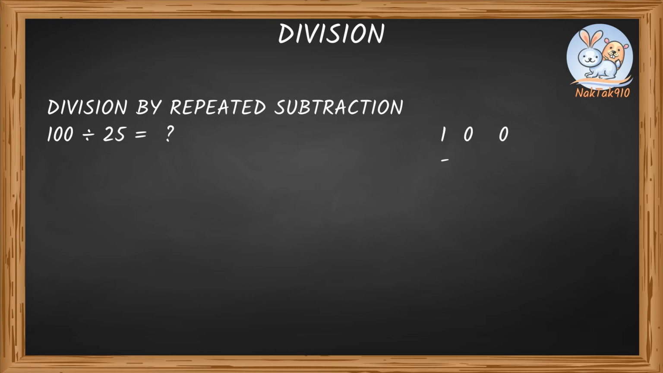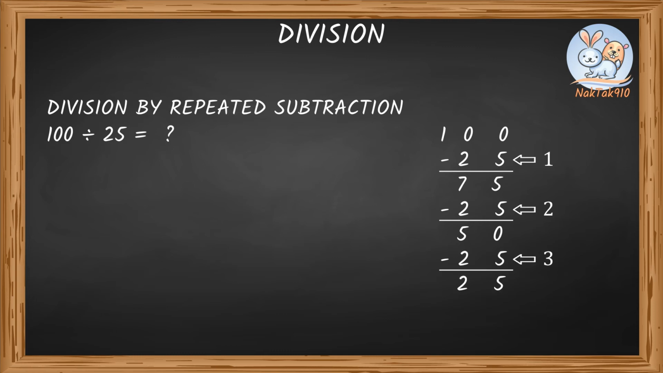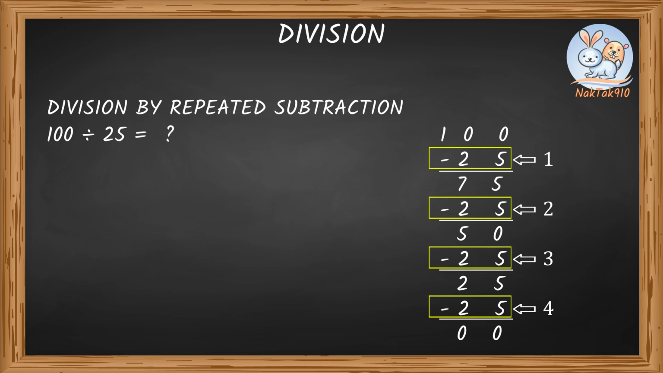So 100 minus 25 equals 75. So that's 1. 75 minus 25 equals 50, and that's 2. 50 minus 25 equals 25. That's 3. Lastly, 25 minus 25 is 0. So that's the 4th one. This means we had to subtract 25 4 times. So 100 divided by 25 equals 4.